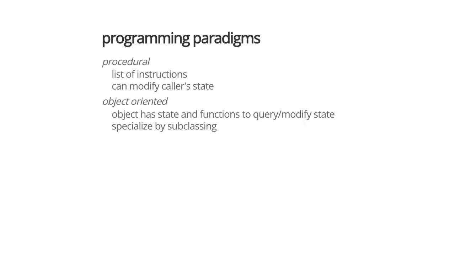And the programming paradigms. Procedural is a list of instructions, and you do a lot of x equals y plus 5, that kind of stuff. Object-oriented is nice because you have a single assembly of state, and then also methods which operate on that state, and you can do specializations. I used to be a big object-oriented person, but now I think I'm kind of flipping back and forth.